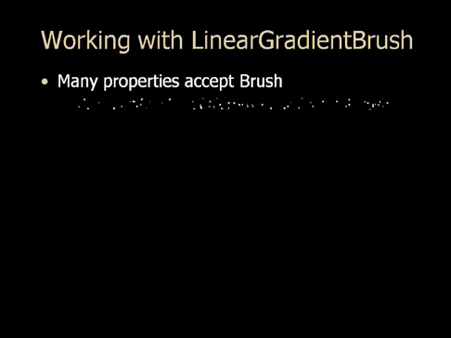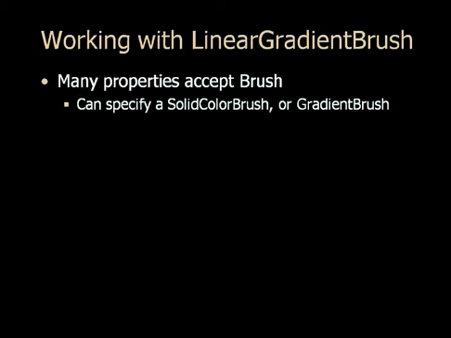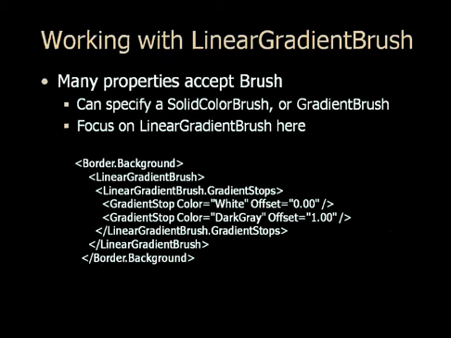We'll be working with a linear gradient brush in this example. Many properties accept a brush or something that inherits from a brush as their property value. You can specify a solid color brush or a gradient brush. We'll focus on the linear gradient brush here, which has markup that looks something like this. You may have seen this already. In the border.background property, remember we have to use the object.property syntax because this property is too complex for a single attribute value.